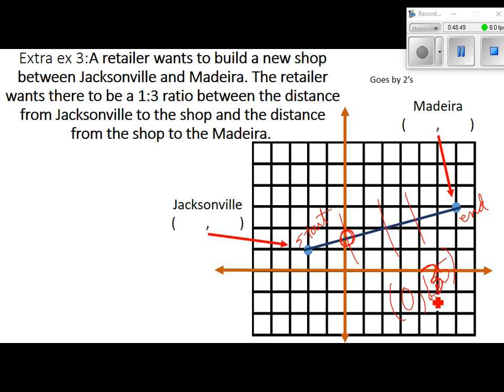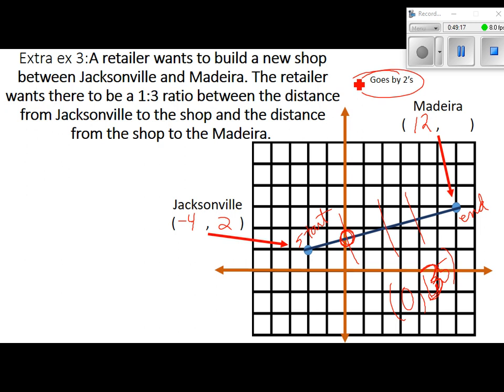If it goes by 2s, what are its coordinates? -4, that's our x. Negative 2. So +2, write that in. What are the coordinates of Madeira? Here, I'll move for you. 12. So that's 12. Please make sure, I didn't read it carefully. Alright, I didn't read it carefully.